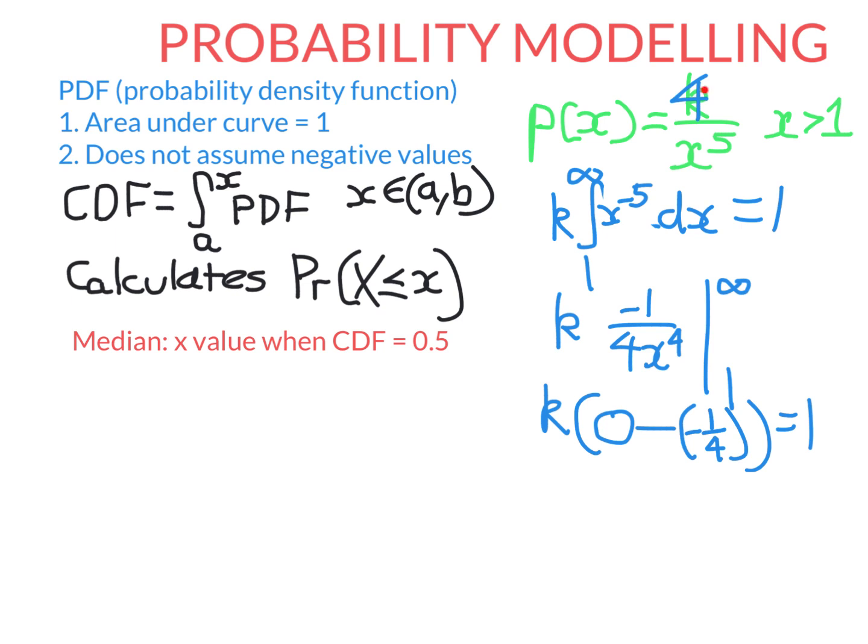So k equals 4 will make this a valid PDF because the area under the curve will be 1, and this will never assume negative values because x is positive. If top and bottom are positive, then the function's always going to be positive.